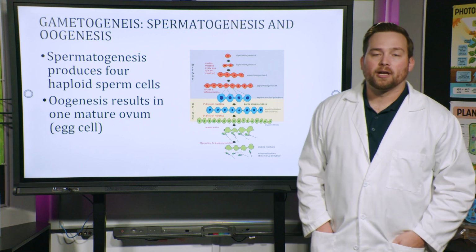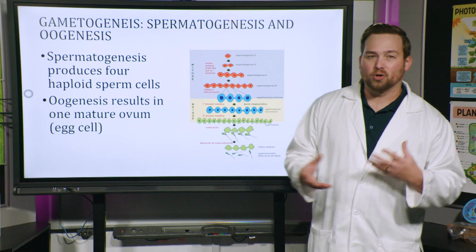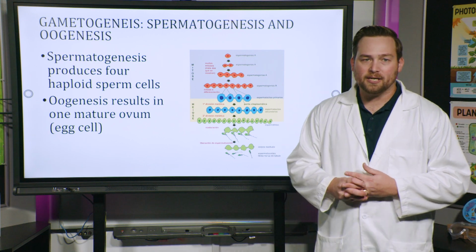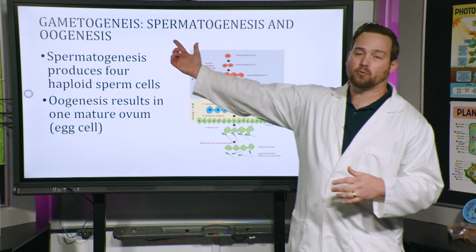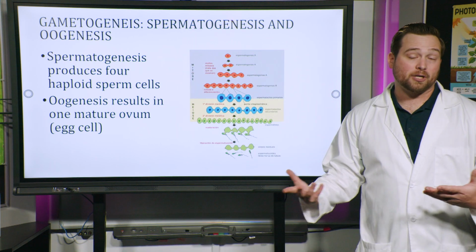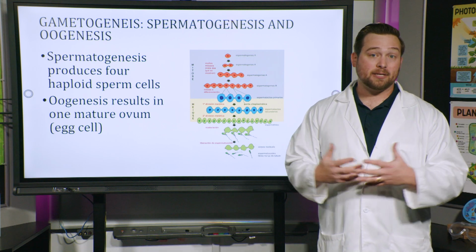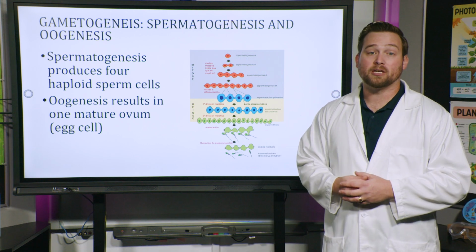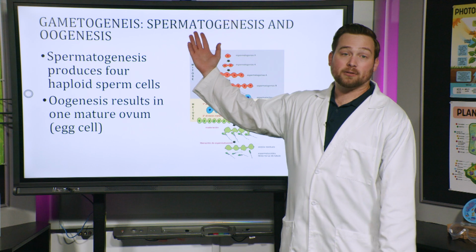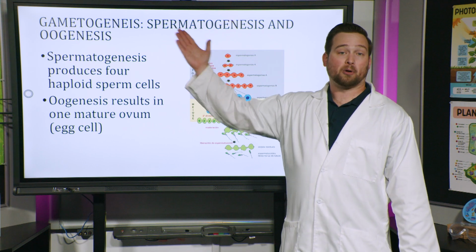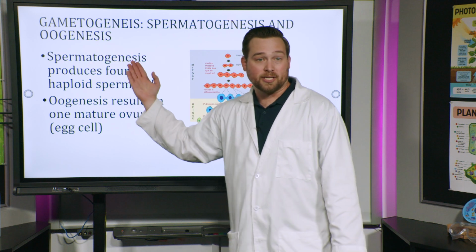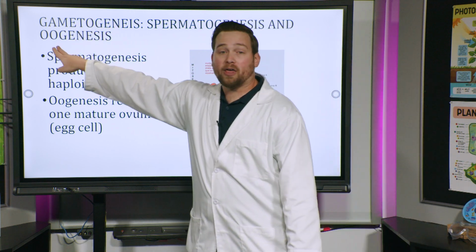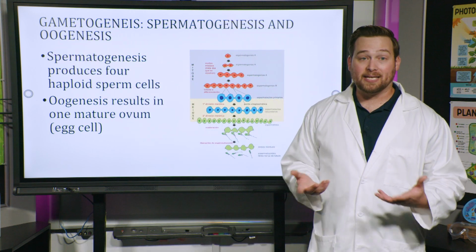Okay, great work. So let's talk about this in a little bit more detail. Let's get into the nitty-gritty here. Gametogenesis: this word genesis, that suffix means formation of. So we're forming gametes, and there are 2 types of gametes we can form. We can either make sperm cells, which is called spermatogenesis, or we can make egg cells, which is called oogenesis. And again, the double O there is telling us that it's making eggs.